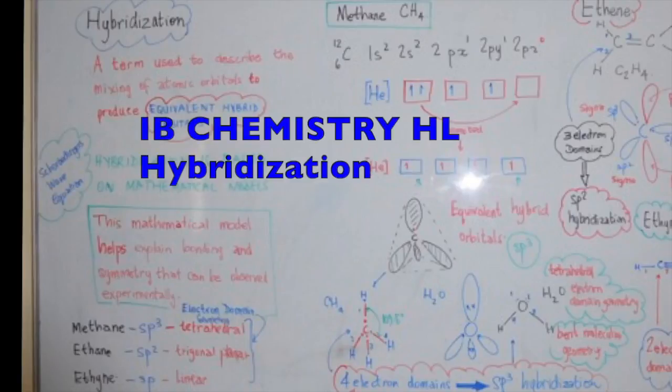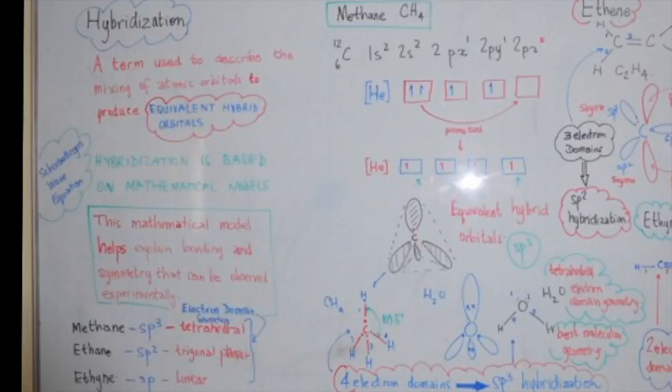Welcome again. Today we look at hybridization in topic 14.2 for IB Chemistry HL. Hybridization is a term used to describe the mixing of atomic orbitals to produce equivalent hybrid orbitals. The idea that an s orbital and a p orbital can combine to make equivalent orbitals cannot be observed in the lab, but it is based on mathematical models.